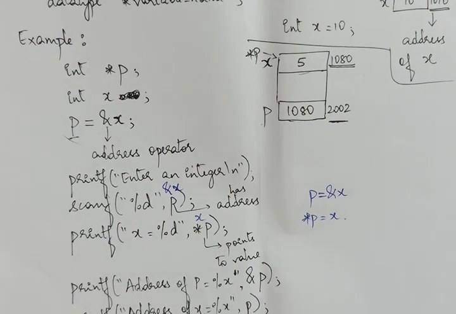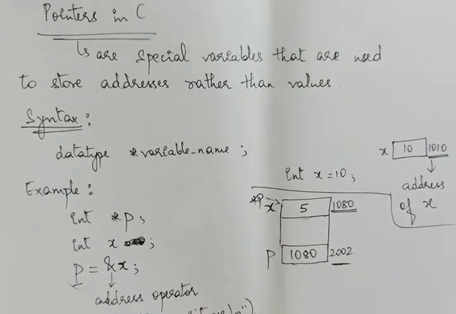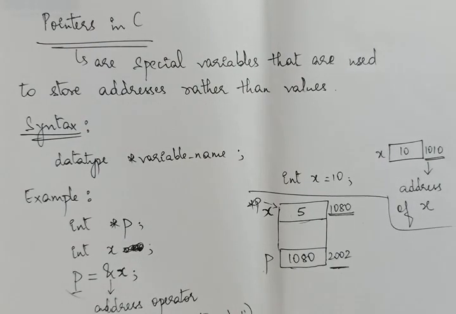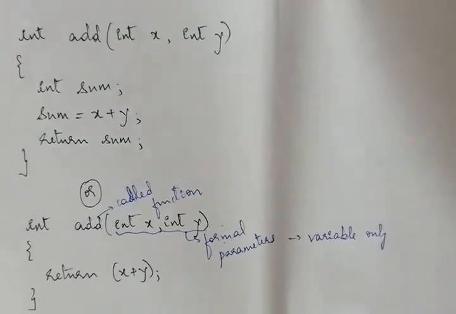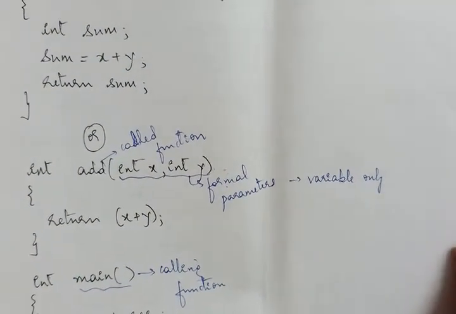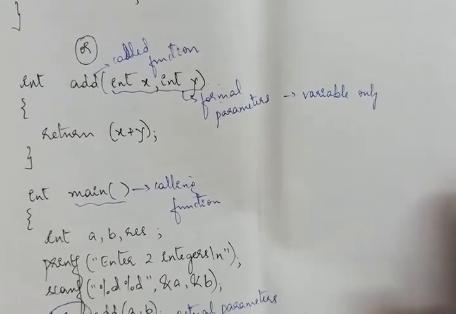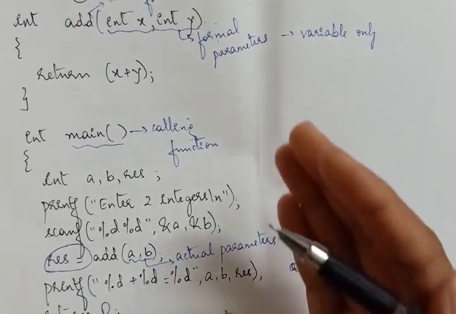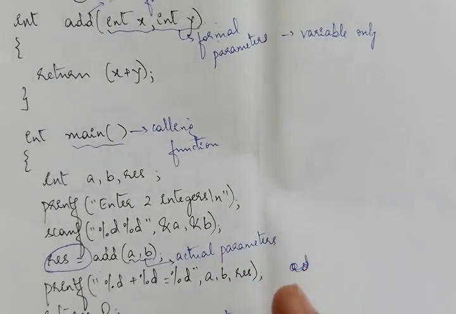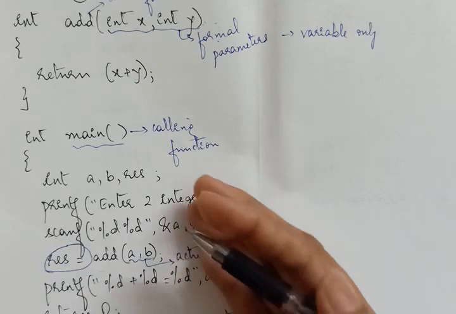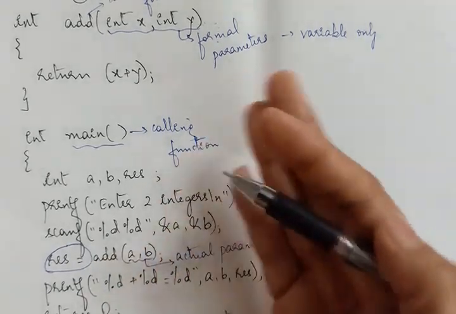We'll see pointers used in functions now. So how do we use pointers in functions? In my previous videos, if you would have viewed the functions video, then it would be easy for you to understand this. So here, what are we trying to do? Here you're trying to read some two integers, pass them to a function, and you're trying to add them.